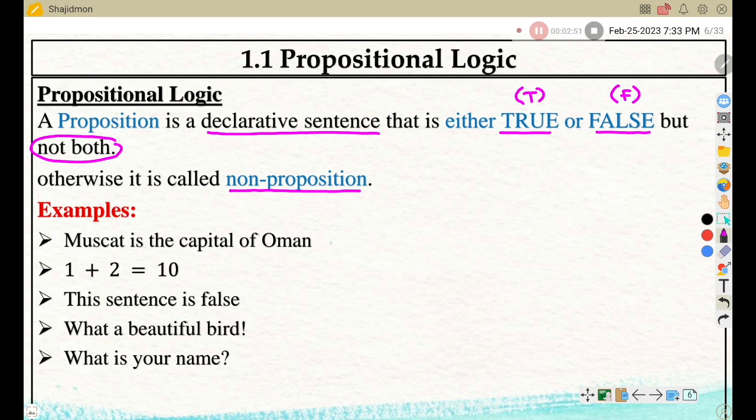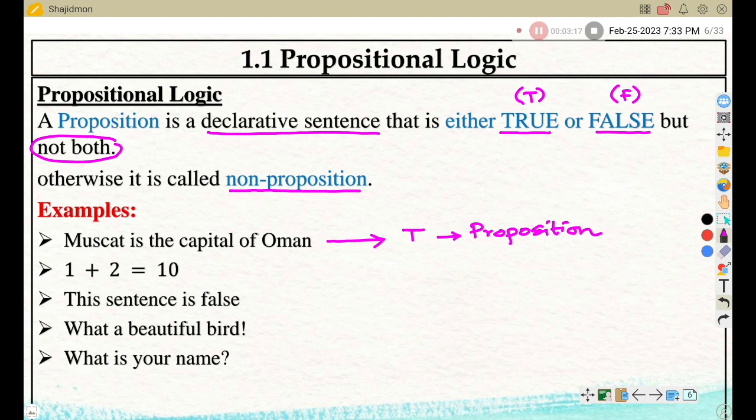Muscat is the capital of Oman. It is a true statement, correct? So we can write the value is true. We can say it is a proposition because a declarative sentence is either true or false. Here we are getting the true option, so it is a proposition.